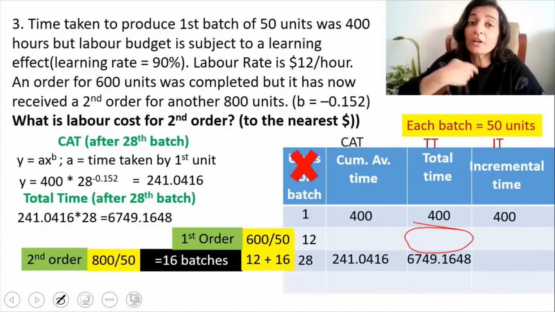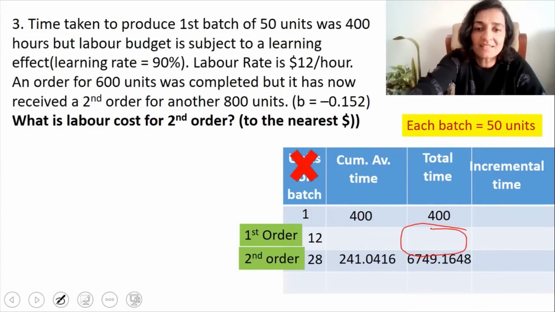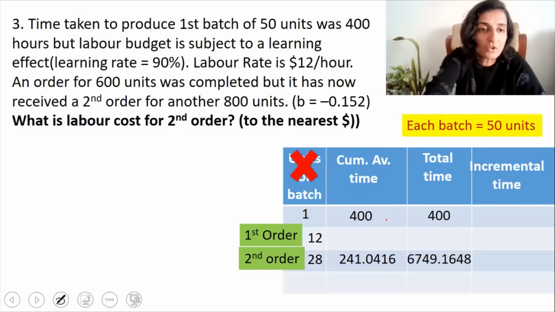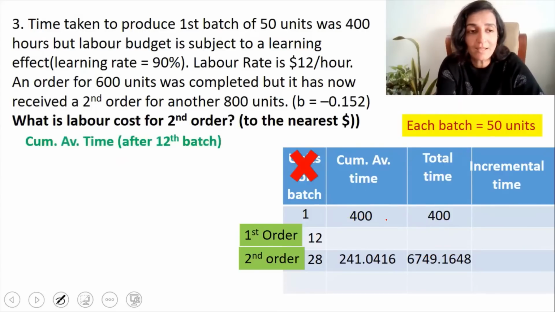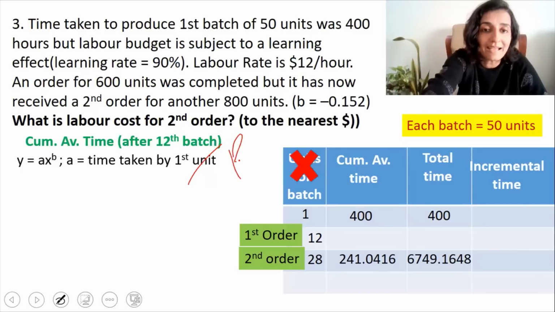The total time after 12 batches were produced. Now to work out the total time that is taken after producing 12 batches, we first need the cumulative average time for the 12 batches. So cumulative average time after the 12th batch, again given by the formula y is equal to ax, the whole raised to b, where a is the time taken for the first batch.